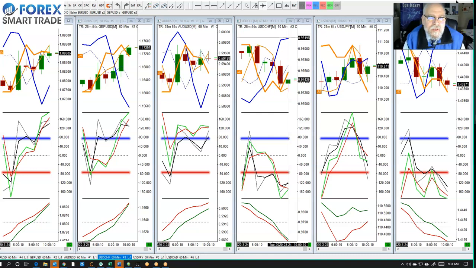Forex Smart Trade. Our goal is to help people become financially independent through currency trading with our proprietary indicators and our using our money to trade with.